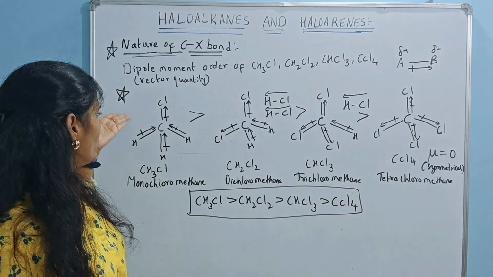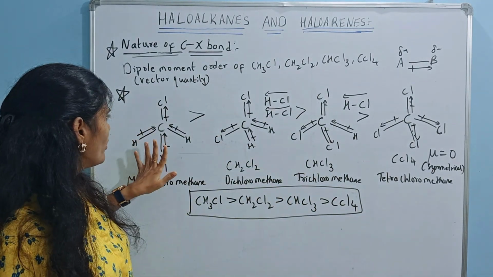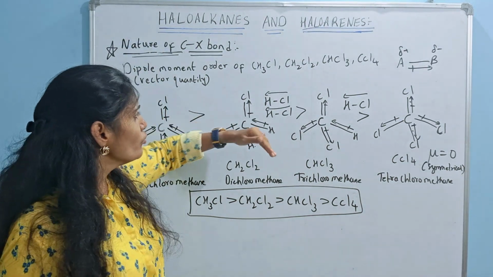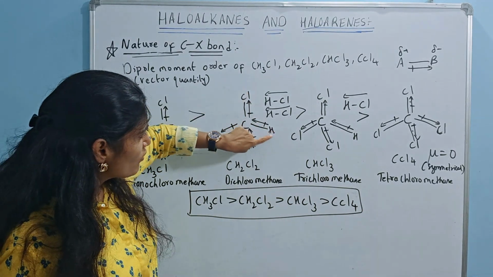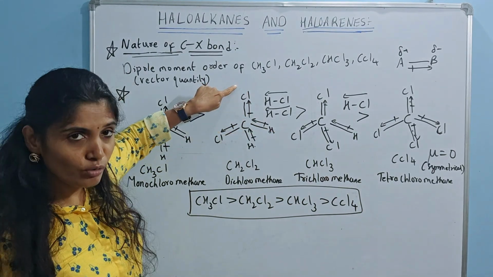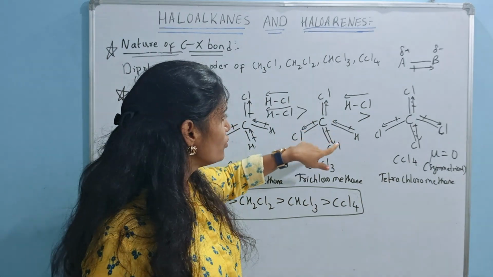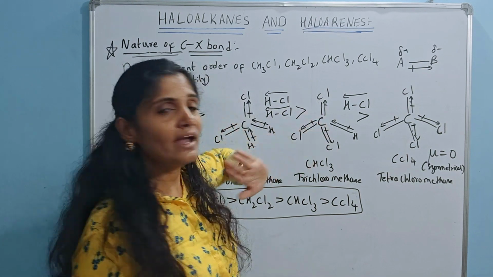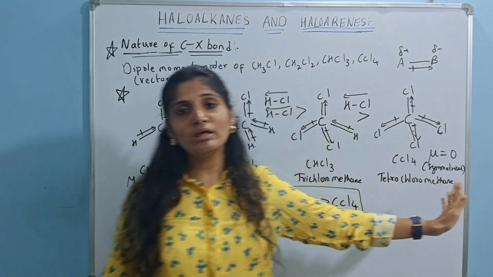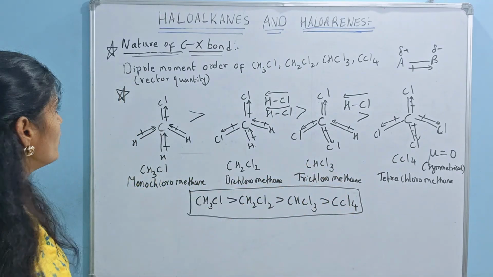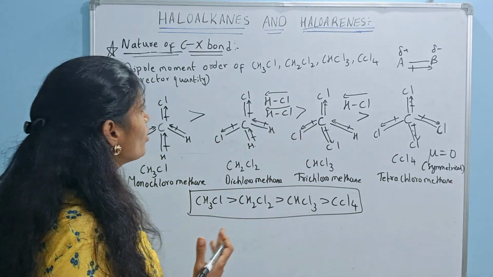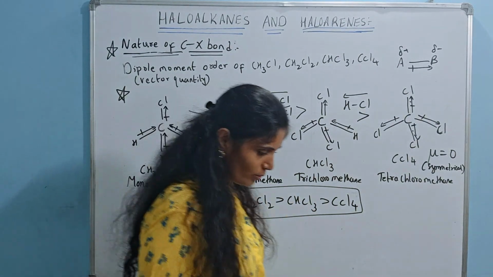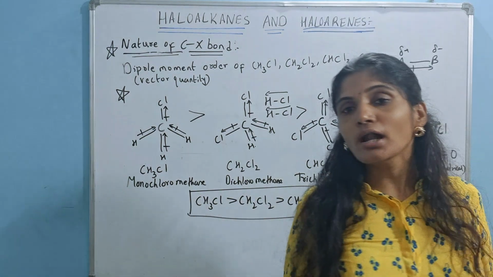Here the net dipole moment is more because all the vectors are getting added. Here these two are getting cancelled, so the net dipole moment is due to the motion of electrons from this hydrogen to chlorine and this hydrogen to chlorine. Next, here the motion of electrons is due to only one hydrogen chlorine bond because this dipole moment and this dipole moment will be cancelled. Here all the dipole moments are mutually cancelled, so the net dipole moment will be 0. So this is all about the dipole moment order of monochloromethane, dichloromethane, trichloromethane, and tetrachloromethane.